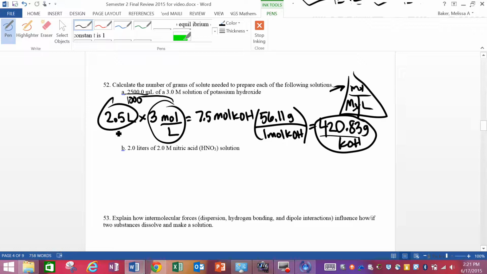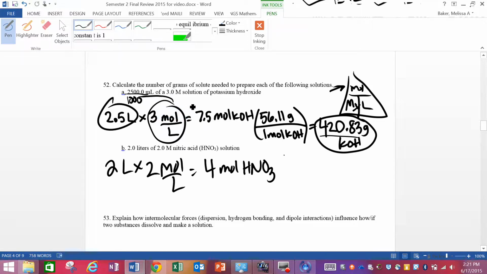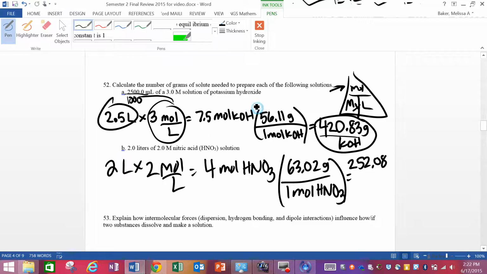That's the concentration. Okay, similarly for 52b, if we take 2 liters times 2 moles per liter, we're going to need 4 moles of HNO3 to make this particular concentration. So how much does 1 mole of HNO3 weigh? If you add it up, it adds to 63.02 grams. Multiply that by 4, you're going to need 252.08 grams of HNO3 to make your solution.